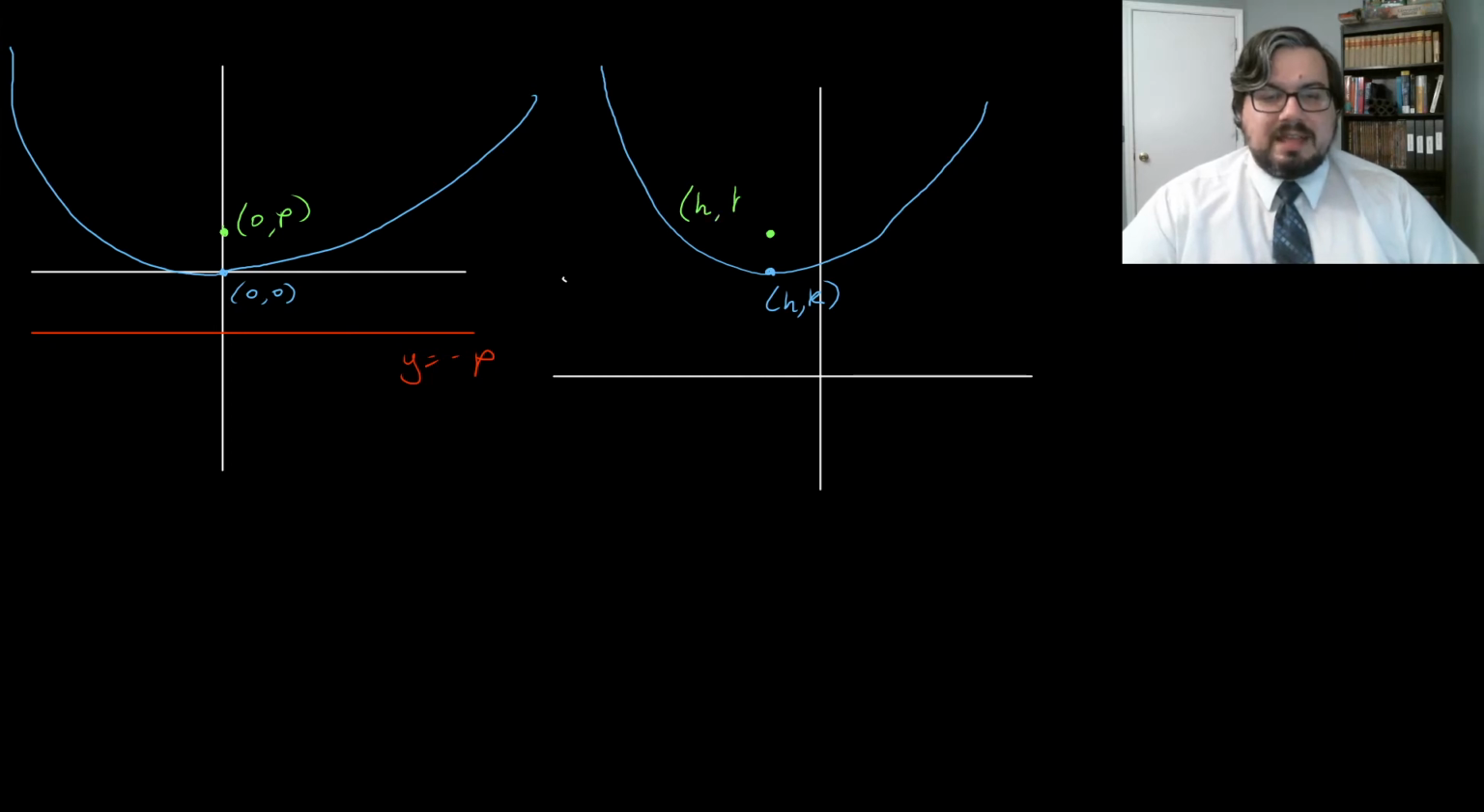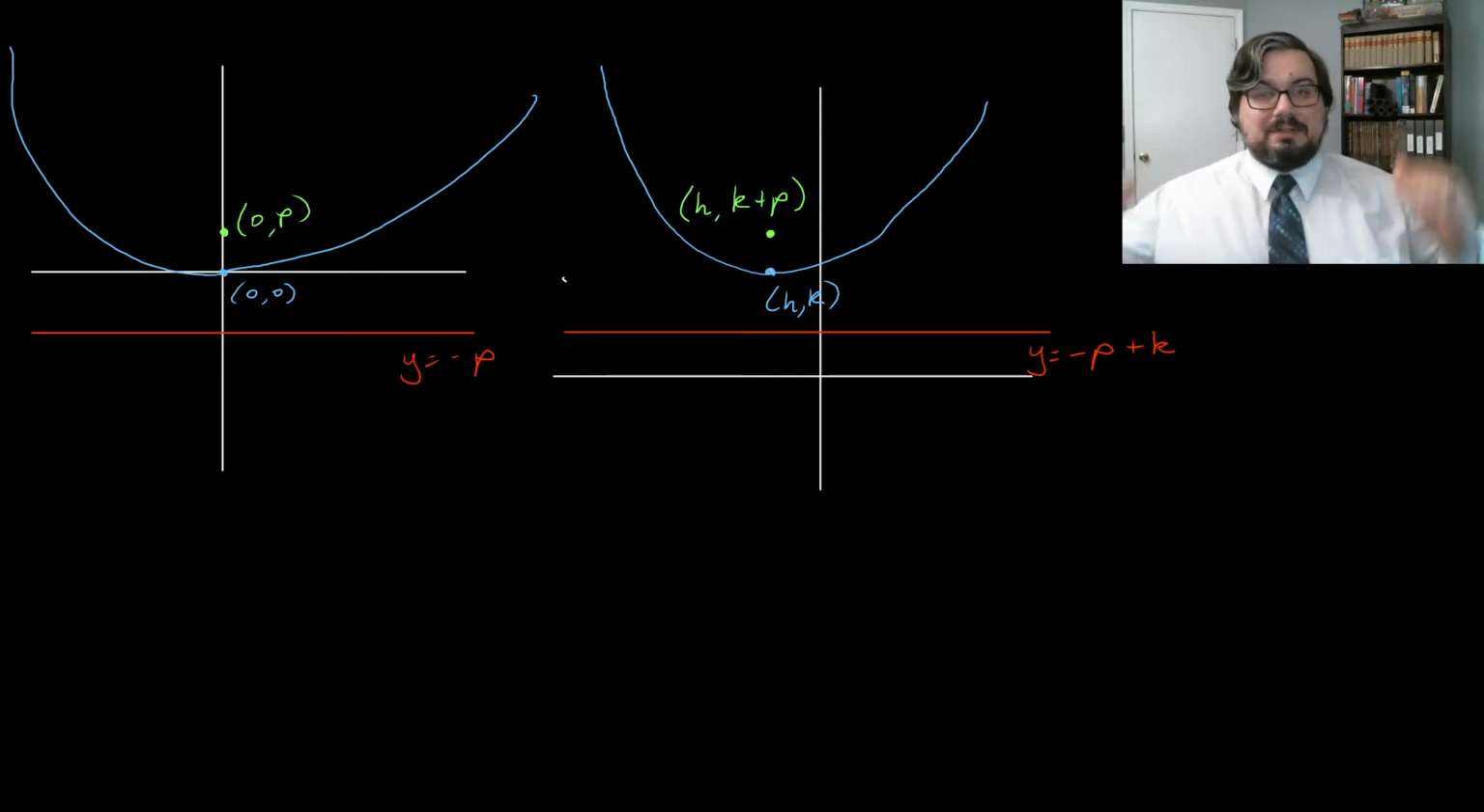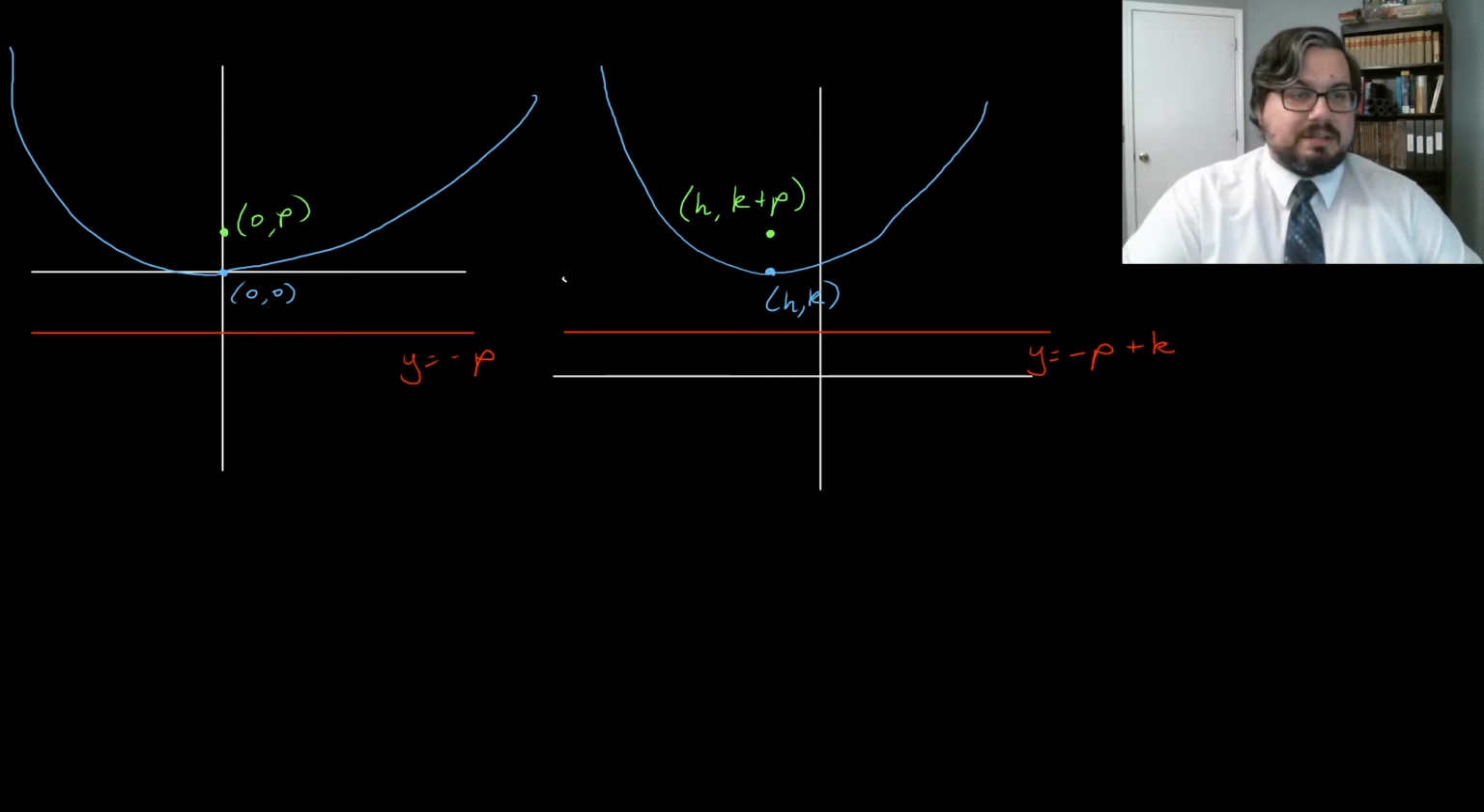And we're going to do the same thing to the focus. The point 0, p moves to the point h, k plus p. And the directrix also gets shifted up, just like everything else does. And instead of being at y equals negative p, it'll now be at y equals negative p plus k, because that's the amount that we've shifted everything vertically.